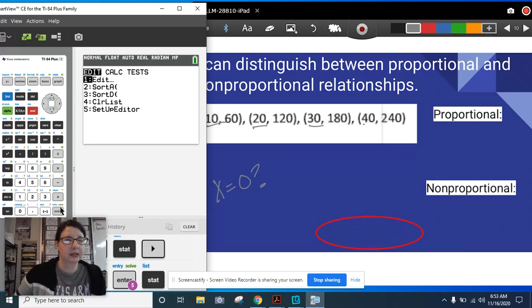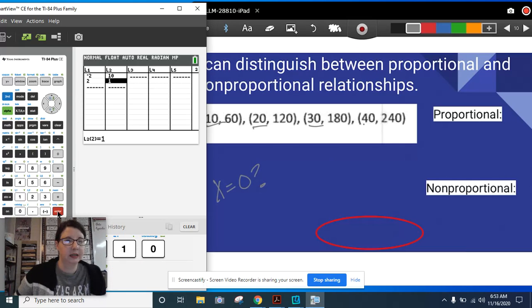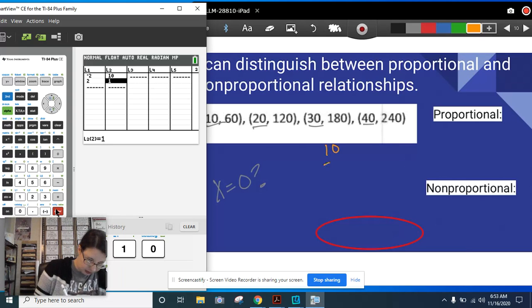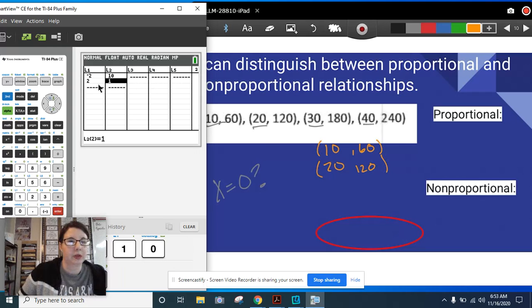Stat edit, and I'm going to put 10. Now, remember when we are doing stat edit, we need our x's on the left and our y's on the right. So we want to be sure we rewrite them so that we put them in correctly. So over here, I need my 10. Below 10, I need 20. And then I have 60. Below my 60, I should have 120. Okay, 10, 20, 60. Okay, that looks right.